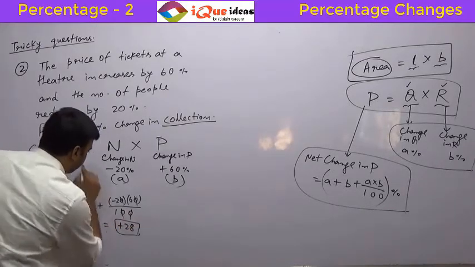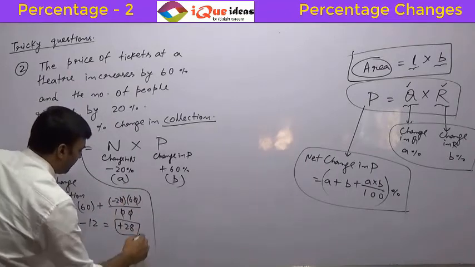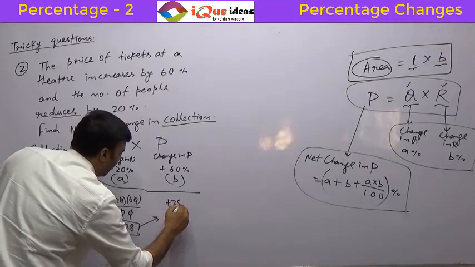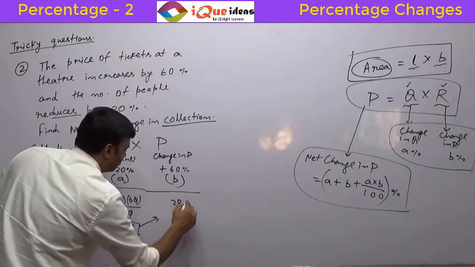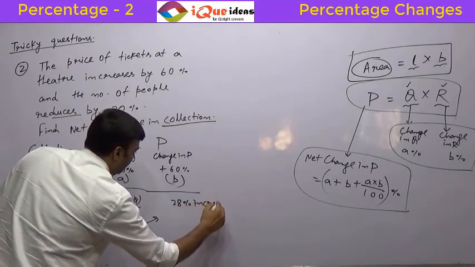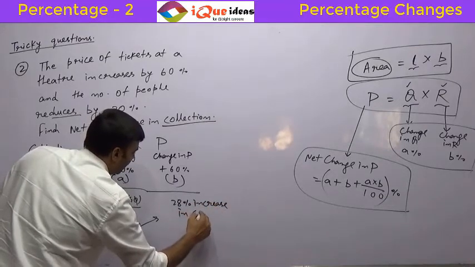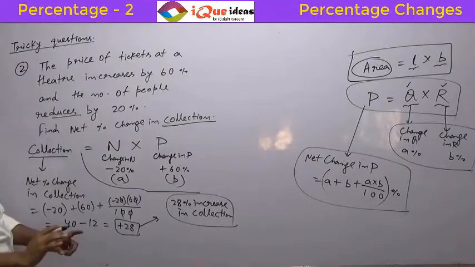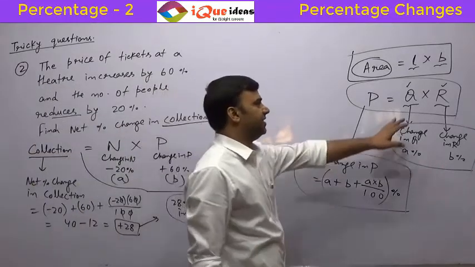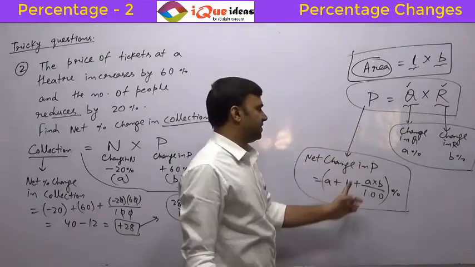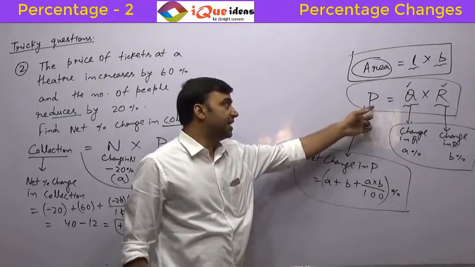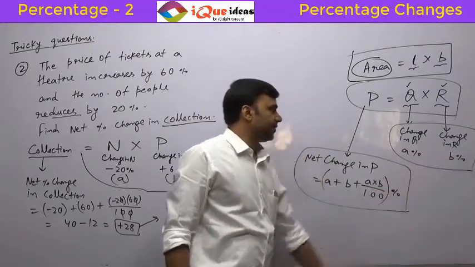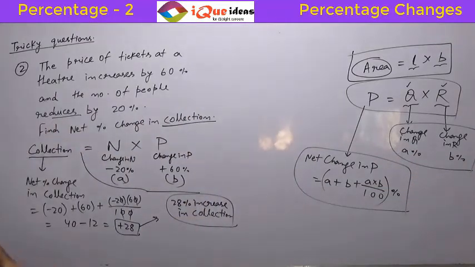Right? So that means the collection increases by, we say that, 28% increase in collection. Right? 28% increase in collection. Okay? So wherever there is a multiplication and you know the percentage change in the components, you can apply the successive change formula to find the percentage change in this. And reverse also. Suppose this was given, you could also calculate B. Okay? And for any other situation.